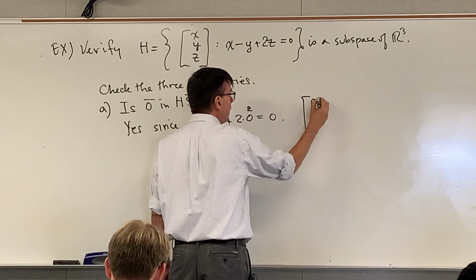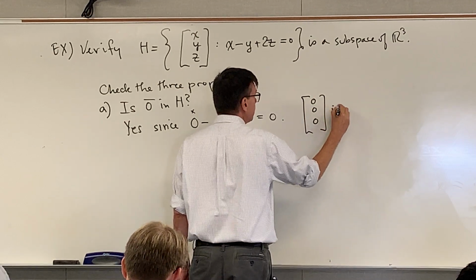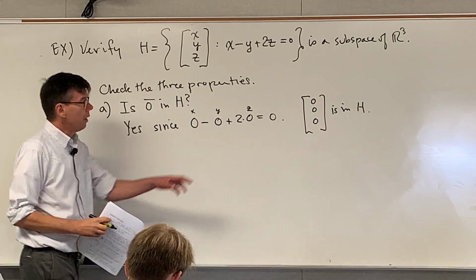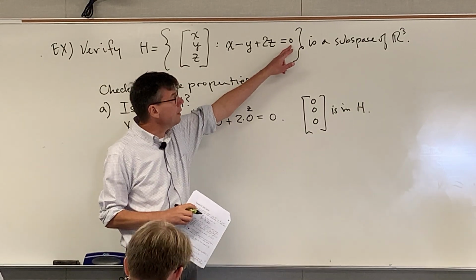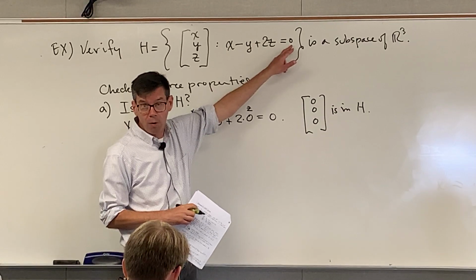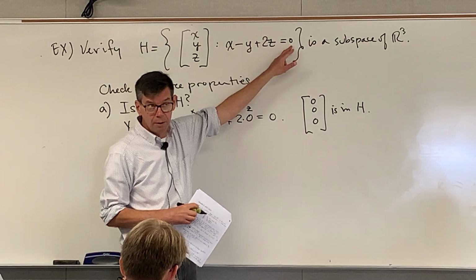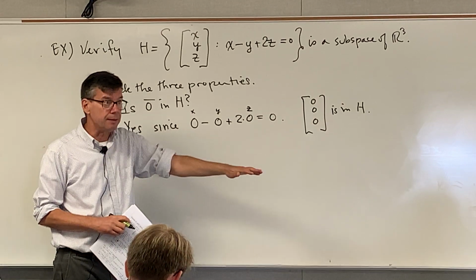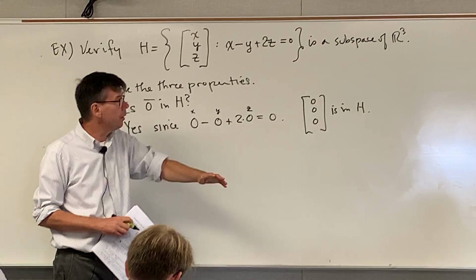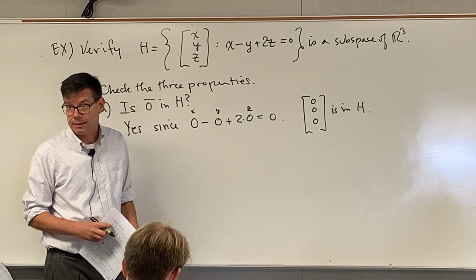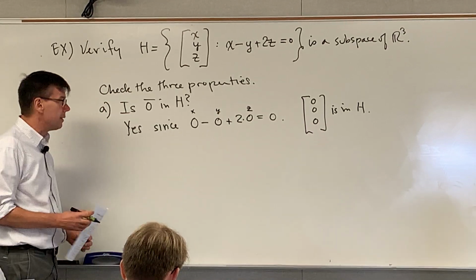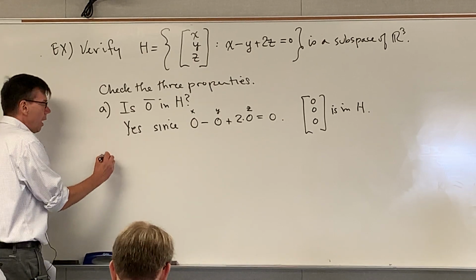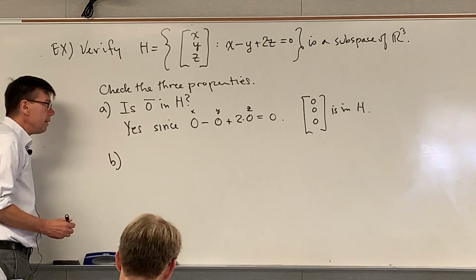(0, 0, 0) is in H, since it satisfies that equation. If I had a different constant on the end, like a 1 or a 2 instead of 0, that equation would still be a plane, but it would be a plane that does not include (0, 0, 0), and it would not be a subspace. So only planes that include the origin are subspaces.